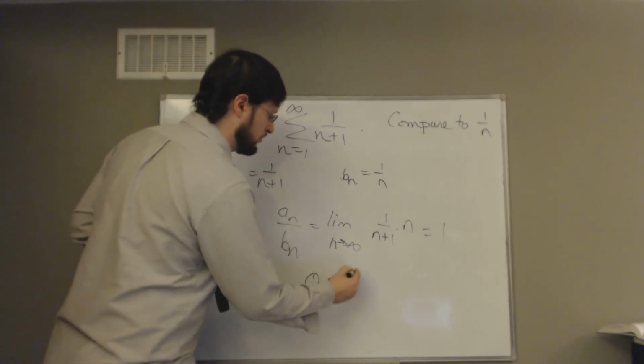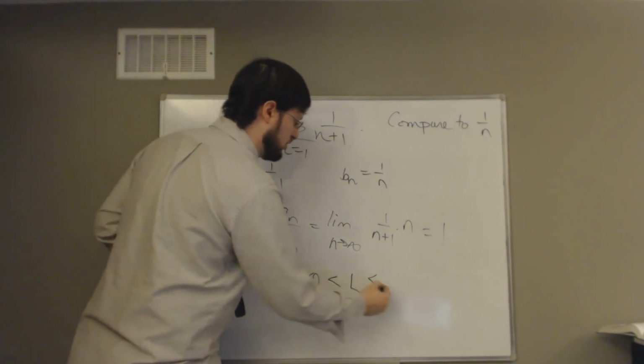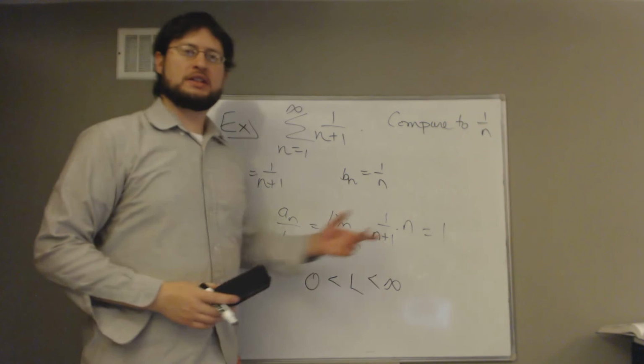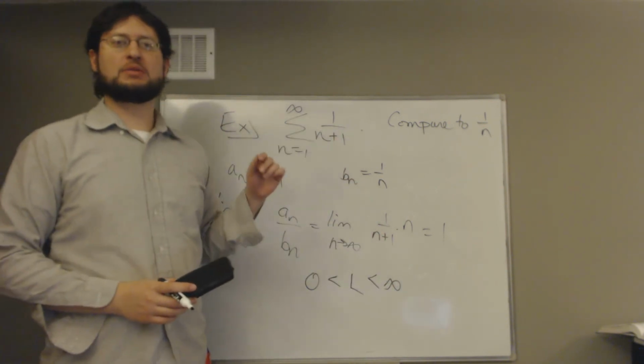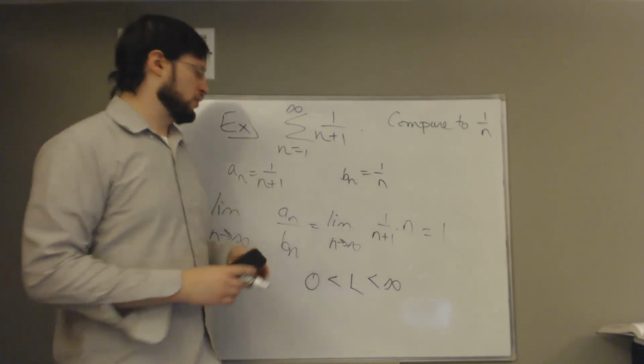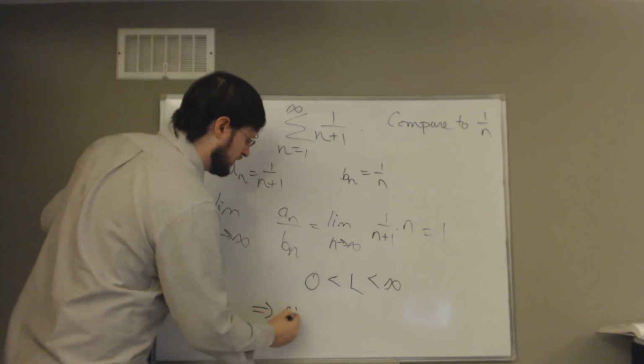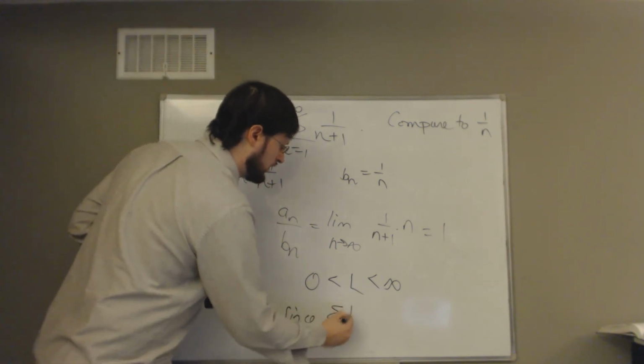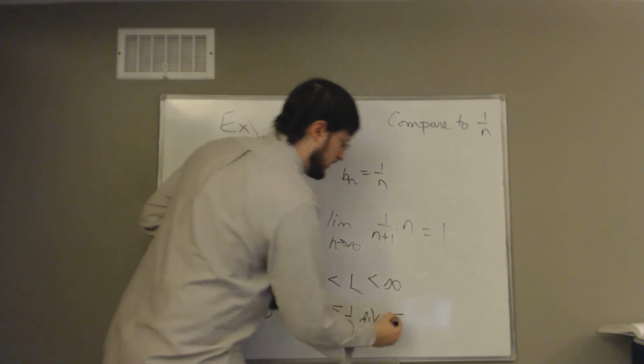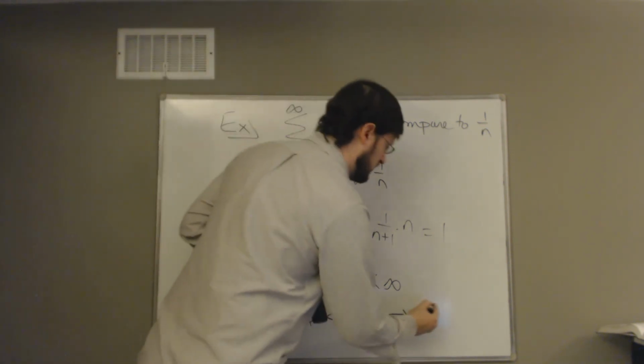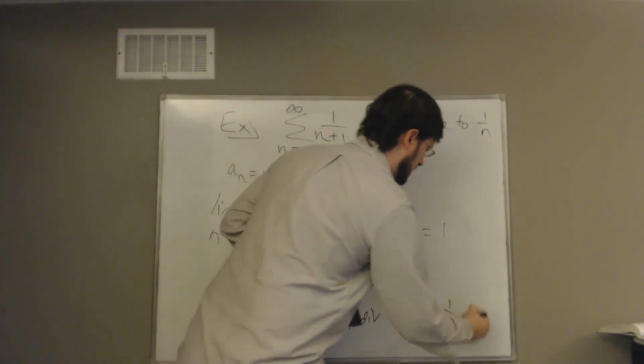So L is bigger than 0 but not infinity, which means that both of these series have the same convergence property. So now I can say that since 1 over n diverges, 1 over n plus 1 diverges as well.